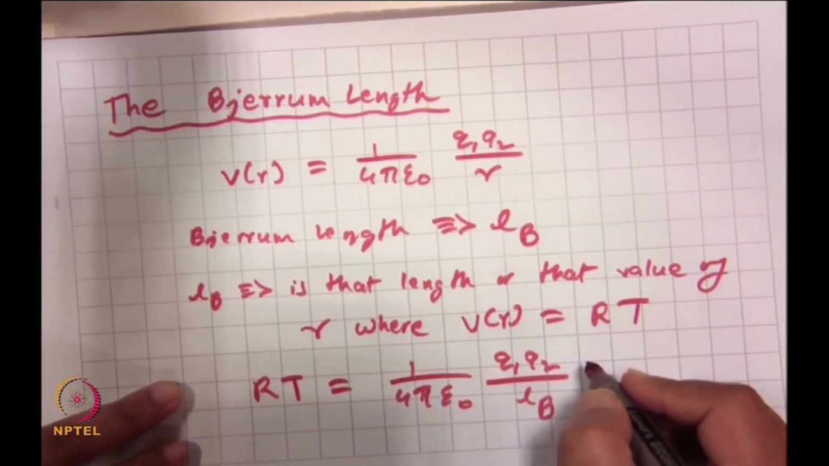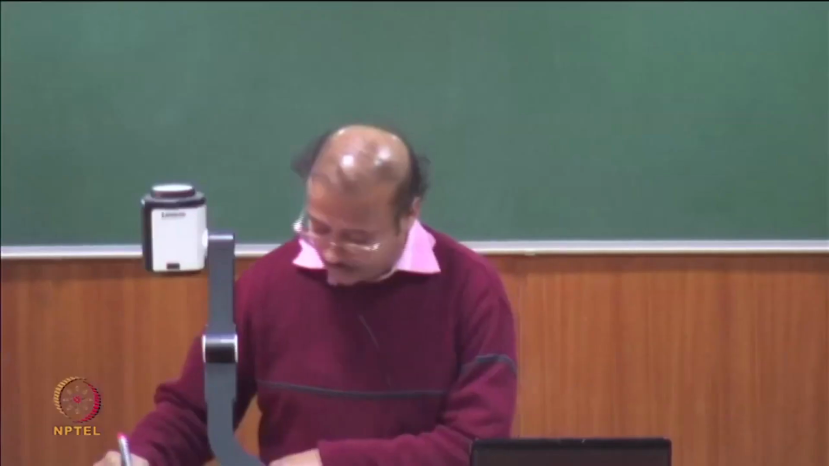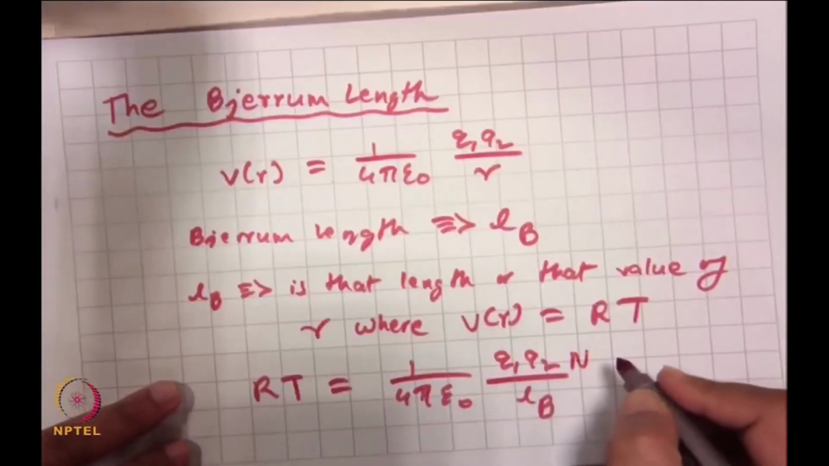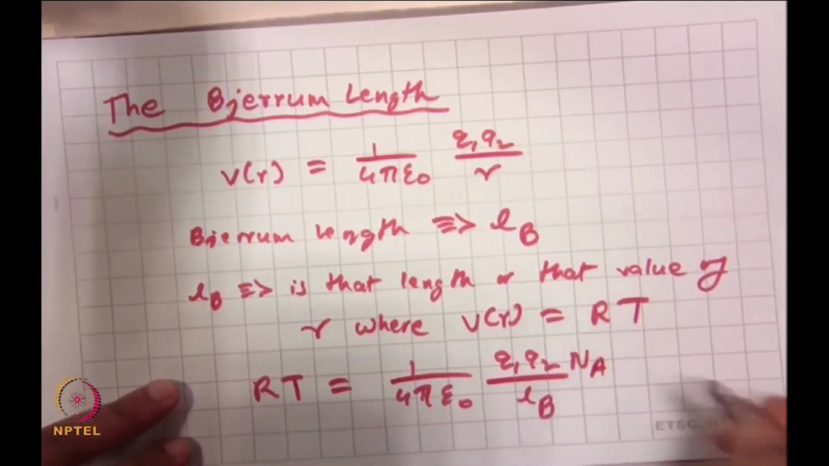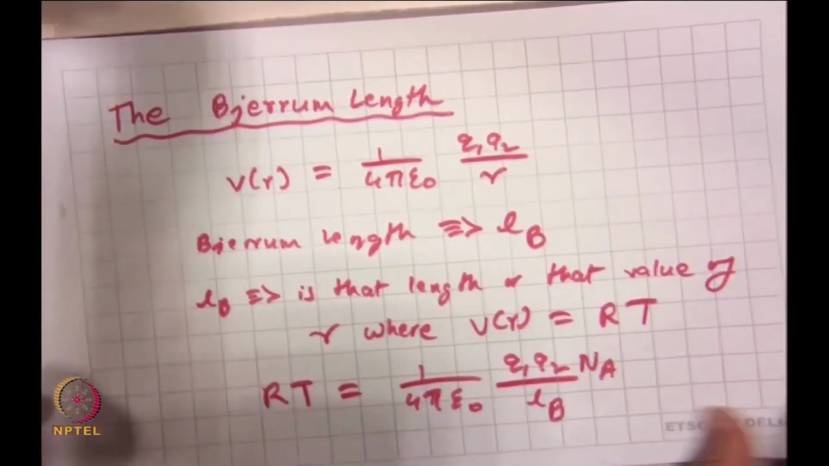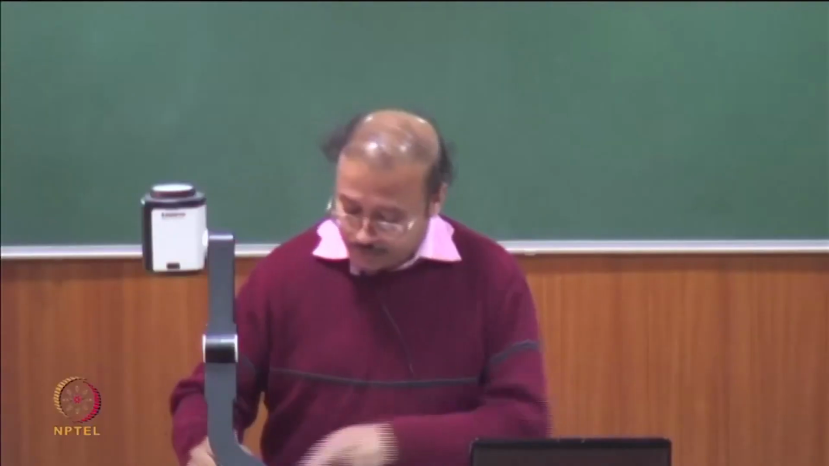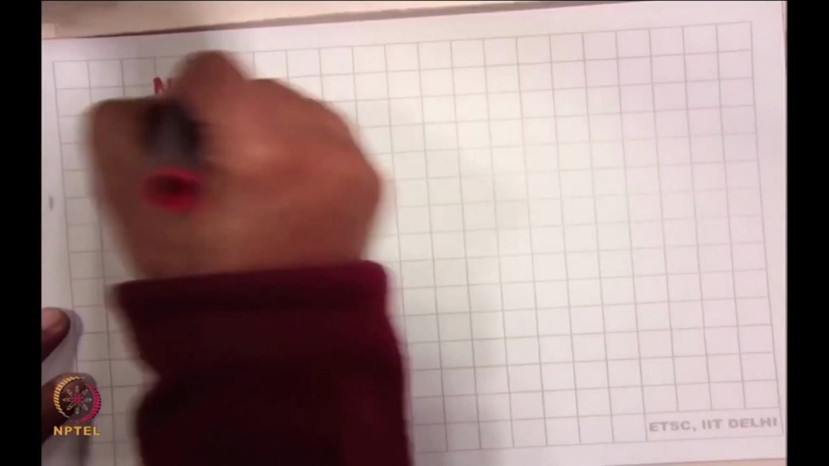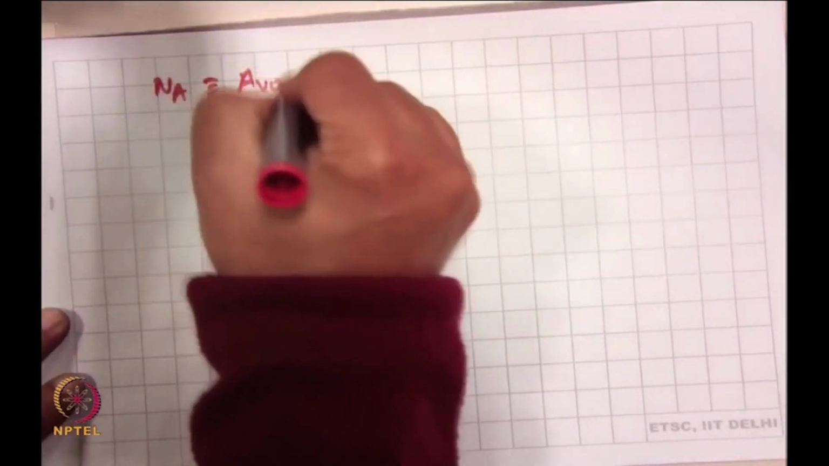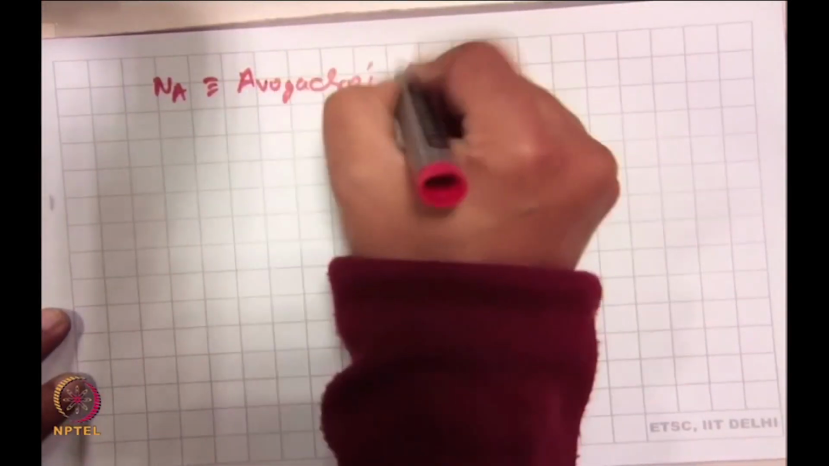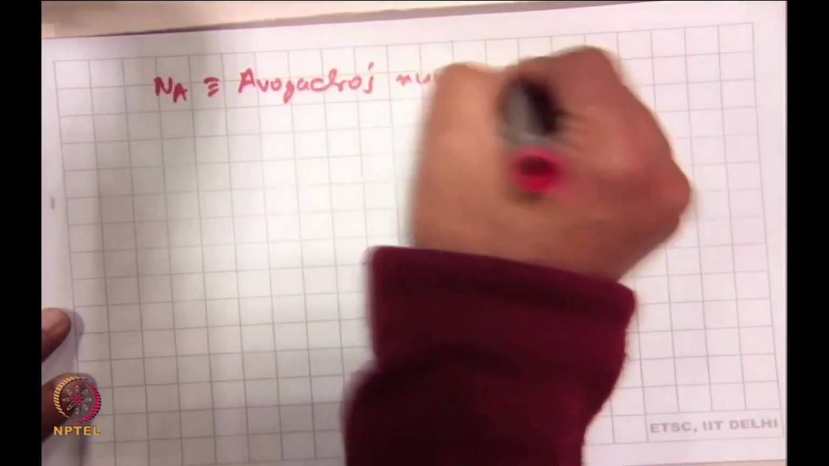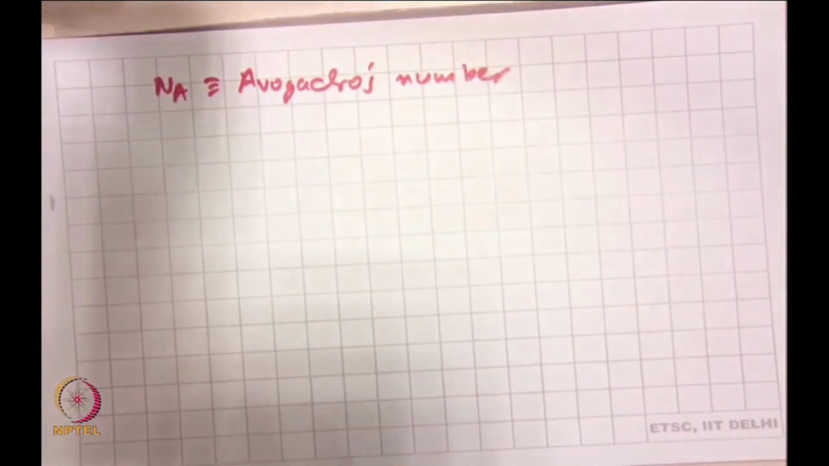And then remember, when we are doing RT, generally what you see is KT, right? But then when does it become RT? I can write an N out here for the Avogadro number of molecules, right, where N_A is referred to as the Avogadro number. Okay. So N_A is your Avogadro's number.